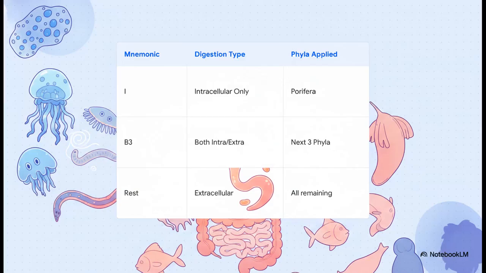Okay, this is honestly my favorite part. We're shifting away from the dense biological theory and jumping into some exclusive, highly effective memory tricks to make studying this entire kingdom practically effortless. First cheat code, digestion.